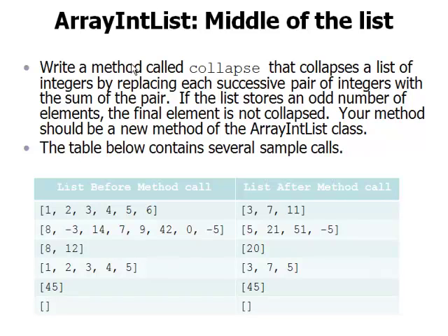This problem involves manipulating an ArrayIntList in which we're going to have to rearrange values in the middle of the list. We're asked to write a method called collapse that collapses a list of integers by replacing each successive pair with the sum of the pair.